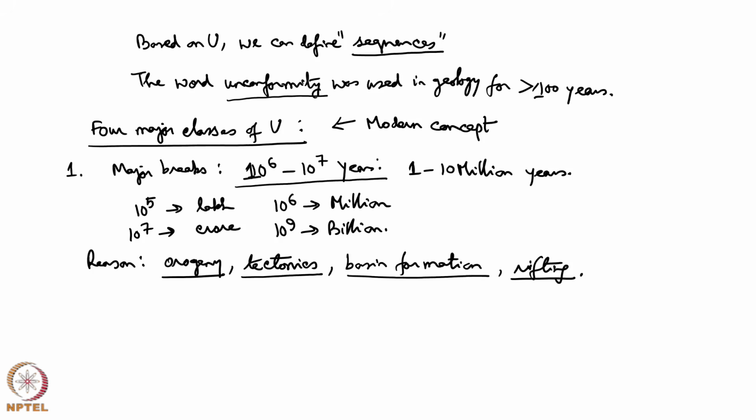The other reason can be global eustasy. Eustasy means sea level change. If that is happening, it can also produce major break in deposition. Now, we will look into the second variety where there is a shorter time gap indicated, which is 10 to the power 4 to 10 to the power 5 years. So, this is certainly less than 1 million.